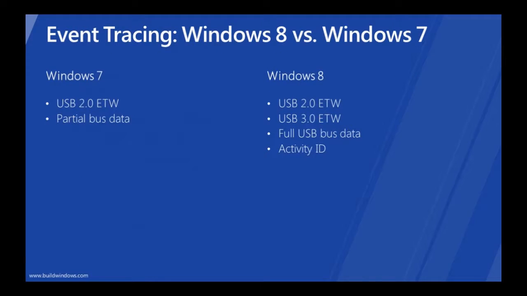You may be aware that in Windows 7 we shipped event tracing in the USB 2.0 drivers. Now we have complete USB 3.0 drivers in Windows 8. These are instrumented in a similar way, but you'll also find full USB bus data is available as an option in the tracing, and we've added support for activity IDs, which are used for correlating events.